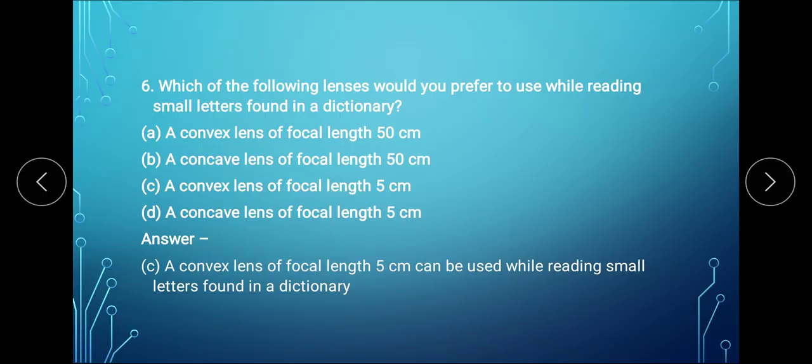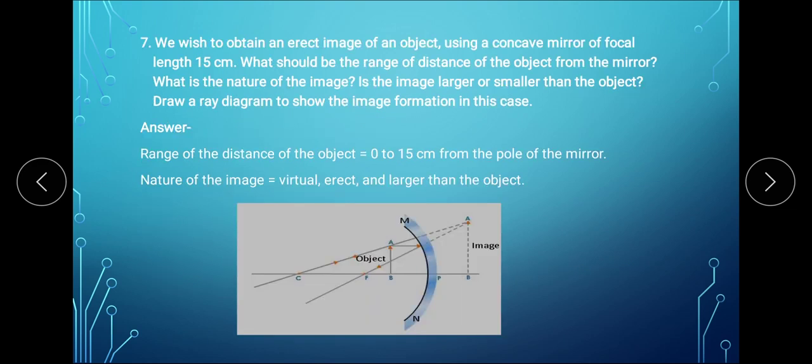B, a concave lens of focal length 50 cm. C, a convex lens of focal length 5 cm. D, a concave lens of focal length 5 cm. Students, since we have to read the letters of a dictionary, we will use a convex lens which will form a magnified image, and the lens which has smaller focal length will have a higher converging power. Therefore, we will use a convex lens of focal length 5 cm for reading small letters found in a dictionary.